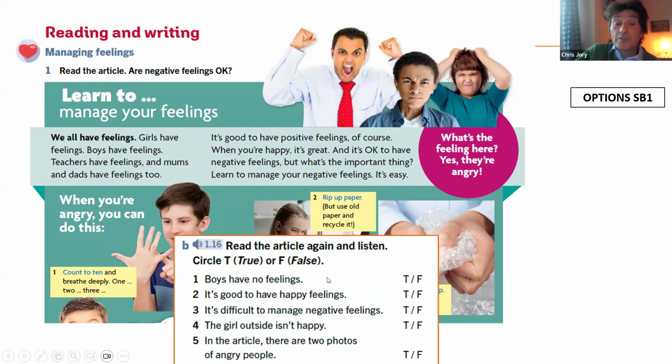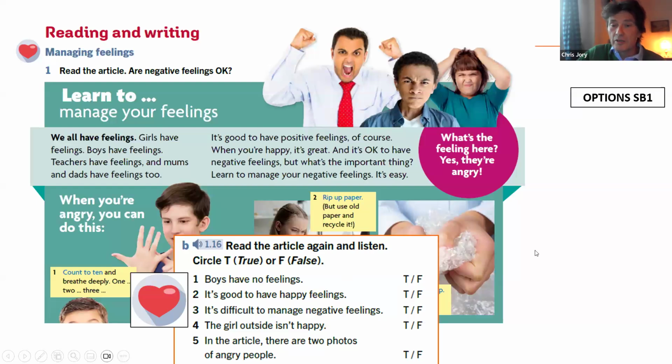And not only the text, but also the comprehension activity for the reading skills can also focus in on this life skill, in this case, emotional intelligence and managing your feelings. So we have true, false questions like, boys have no feelings. Right? That's going to get them thinking when they're doing the reading comprehension. Is that true or not? Of course, it's not true. It's good to have happy feelings. It's difficult to manage negative feelings, etc.